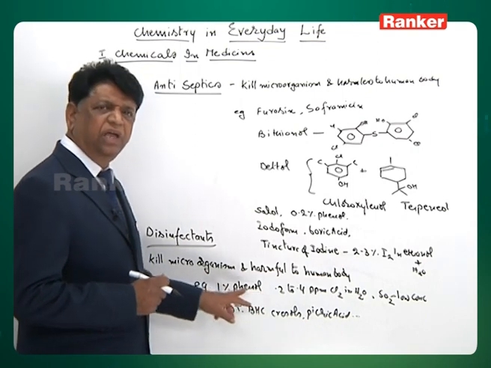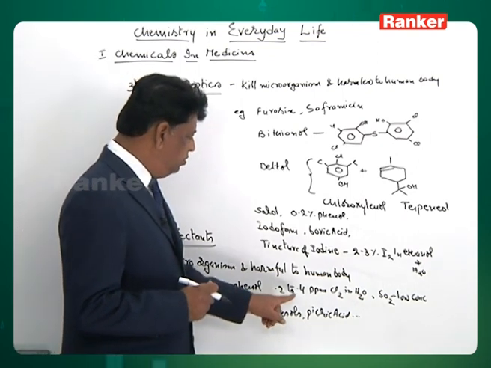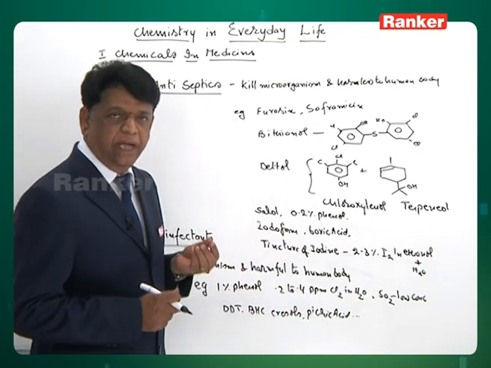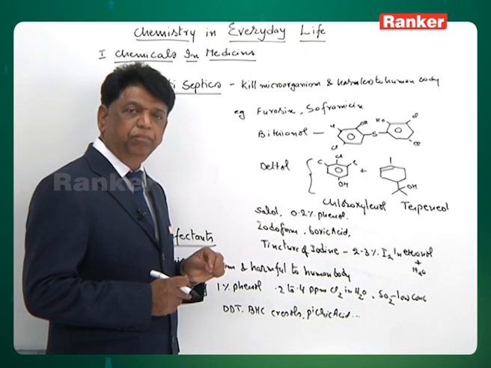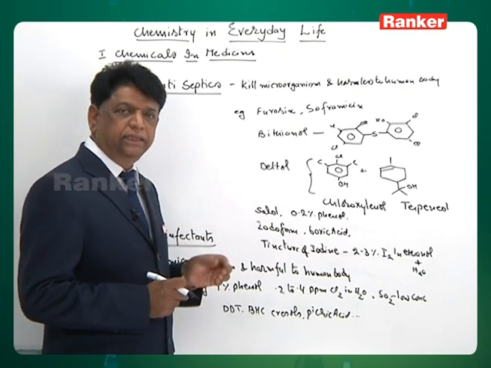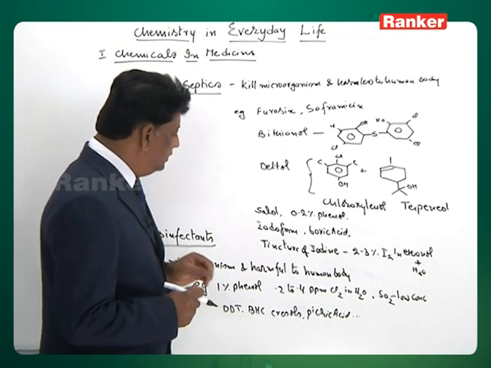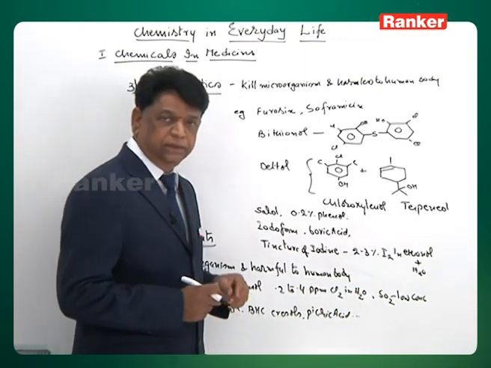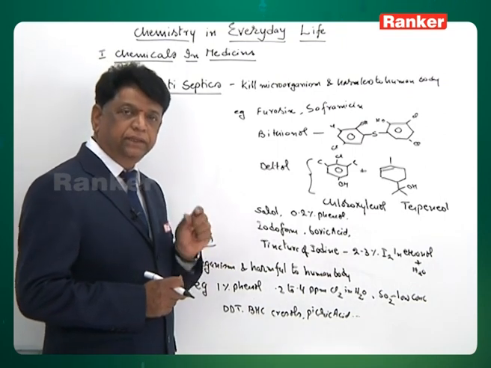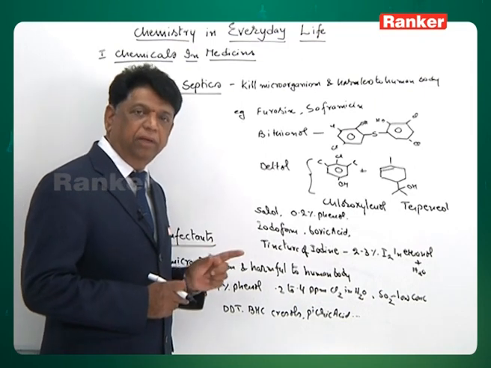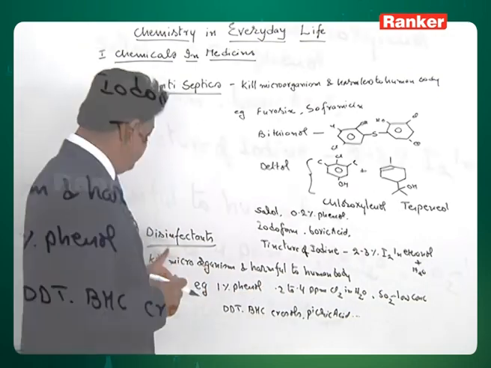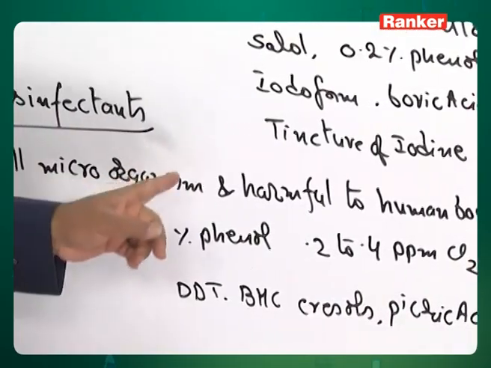1% phenol, a very dilute solution, 0.2 to 0.4 ppm chlorine in water. The chlorine gas is generated by taking calcium oxychloride, that is bleaching powder. When you add it to water, it generates the chlorine. This chlorine reacting with water gives HOCl, which decomposes to nascent oxygen. This nascent oxygen will attack the bacteria and the virus. So, that kills the microbe, that is all microorganisms.